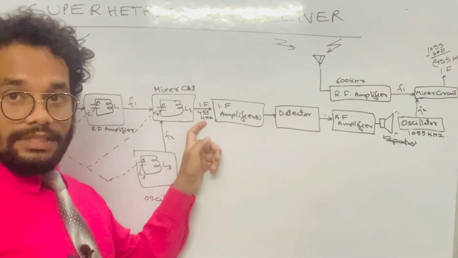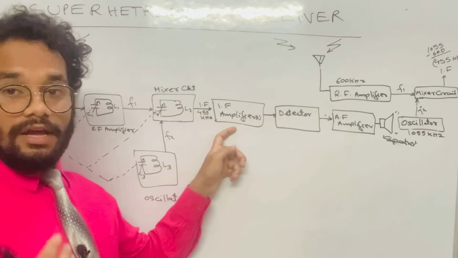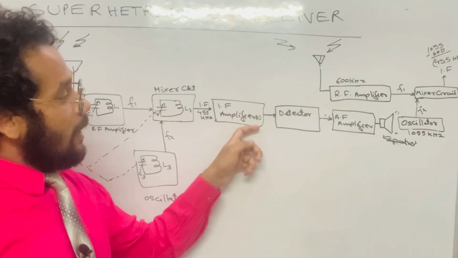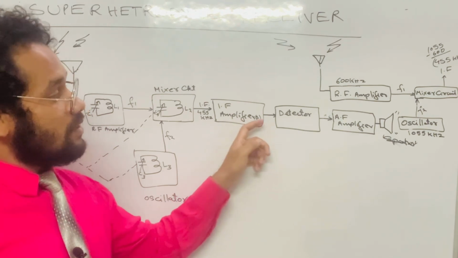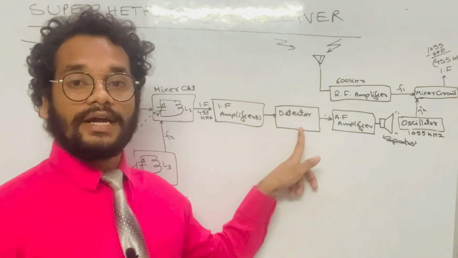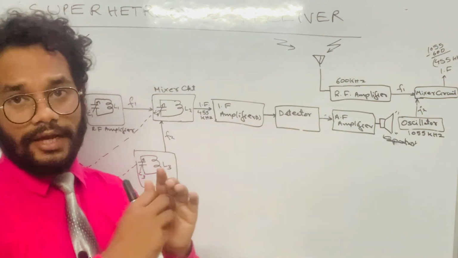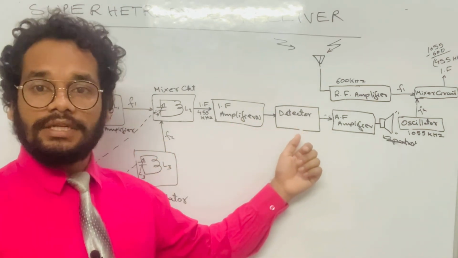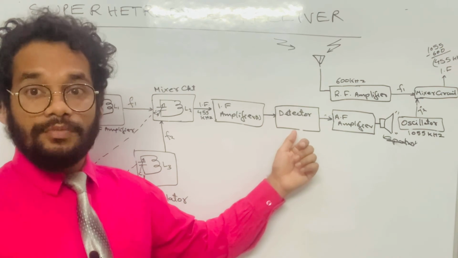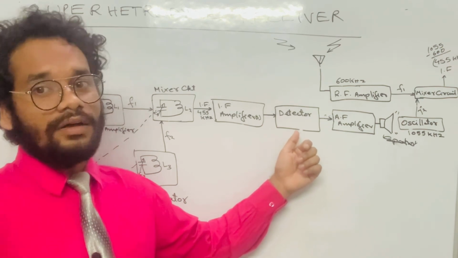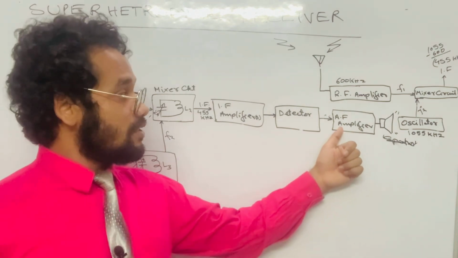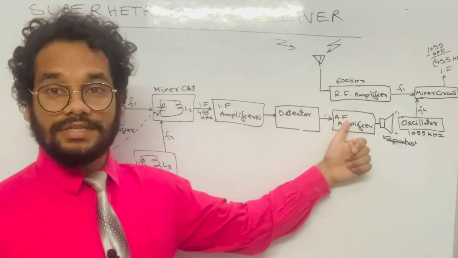Now this intermediate frequency is given to the IF amplifier, which will amplify it, and after amplification it is given to a detector unit. What does the detector do? It extracts the audio signal from the radio frequency. The audio signal is the signal which carries the information which you want to hear in the speaker. That audio signal is then given to an amplifier, which is the AF, the audio frequency amplifier.